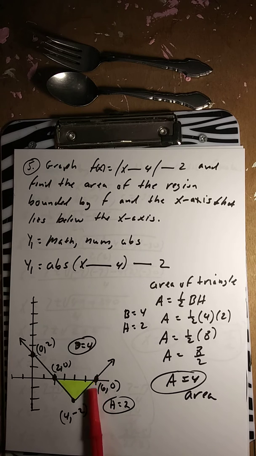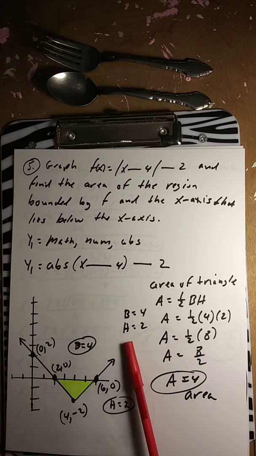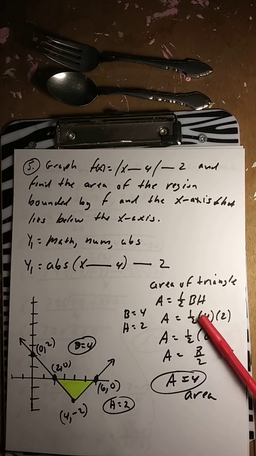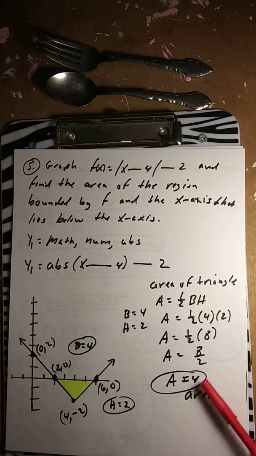And the height from here to here is going to be 2 spaces down. So 2. So base is 4. Height is 2. 1/2 base height. 4 times 2 is 8. 8 over 2 is 4. So the area is 4.